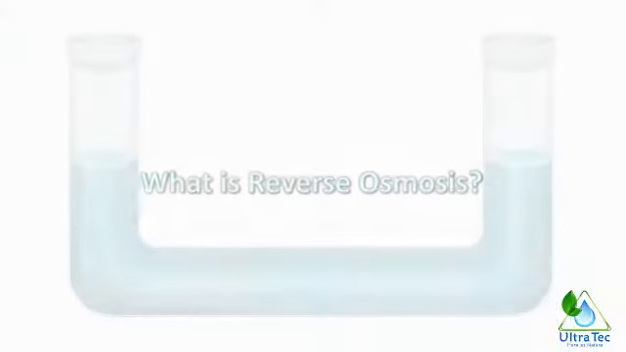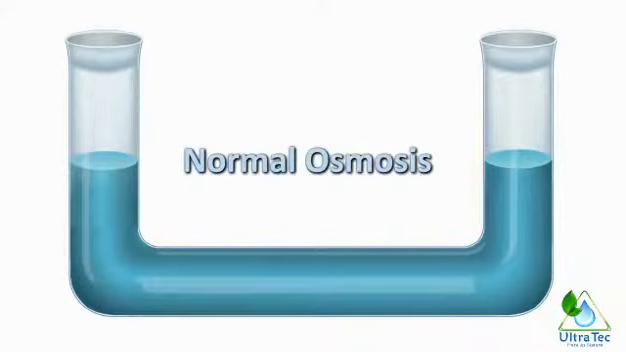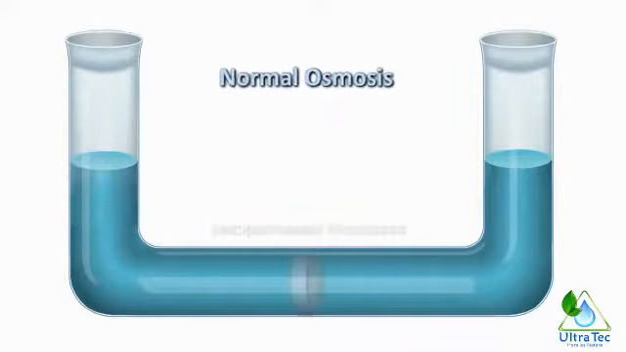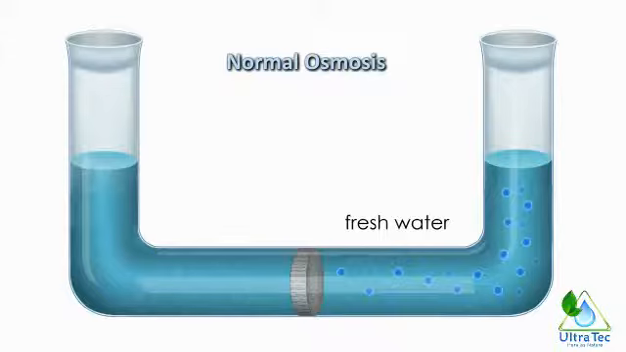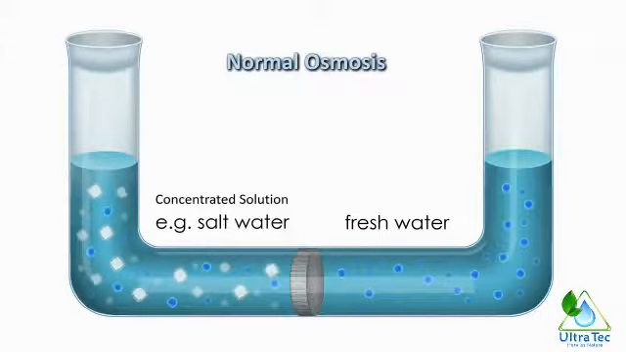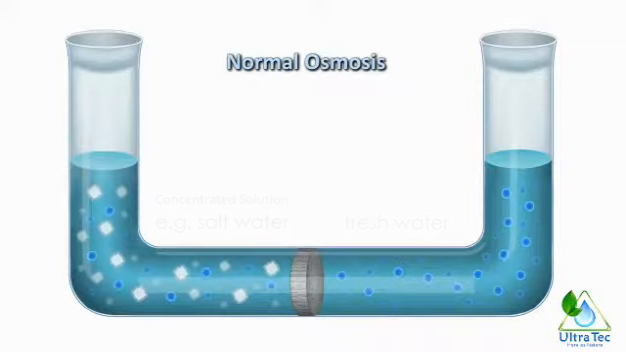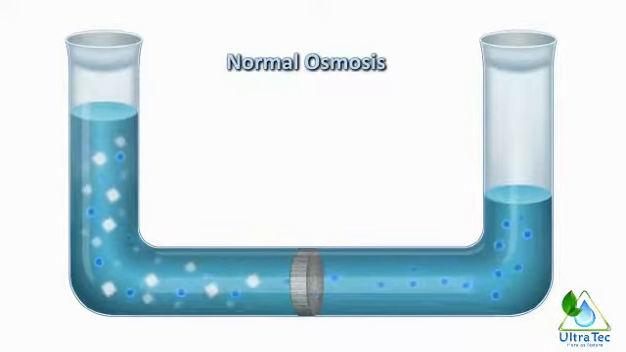To best understand reverse osmosis, let's first look at normal osmosis. To illustrate, imagine a semi-permeable membrane with fresh water on one side and concentrated solution on the other, such as salt water. If normal osmosis takes place, the fresh water will pass through the membrane to dilute the concentrated solution.